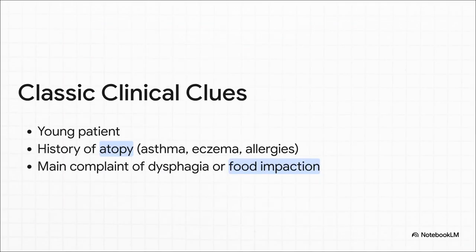And this right here, this is the classic illness script. This is the profile you should have burned into your brain when you see a younger patient, they've got a history of asthma, eczema, or other allergies, and their main complaint is that food gets stuck. Bam! Your EOE alarm bells should be ringing loud and clear.